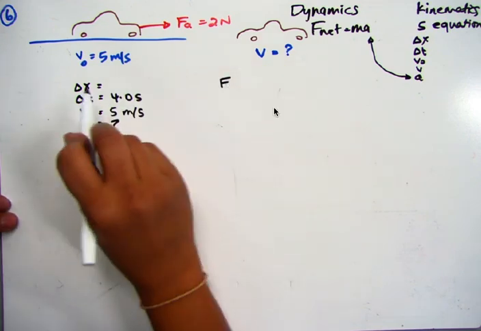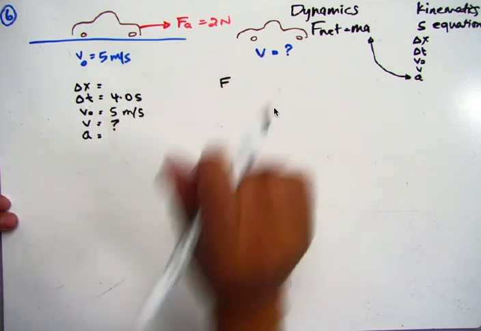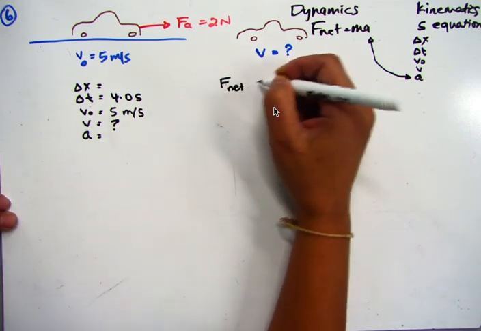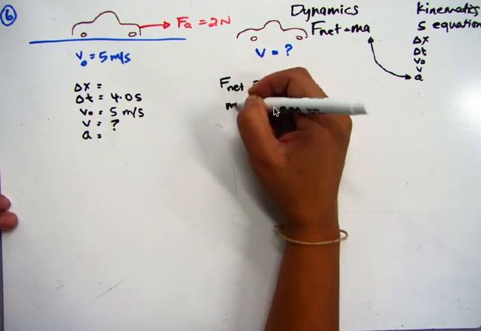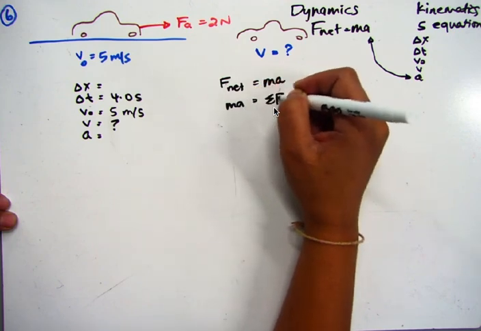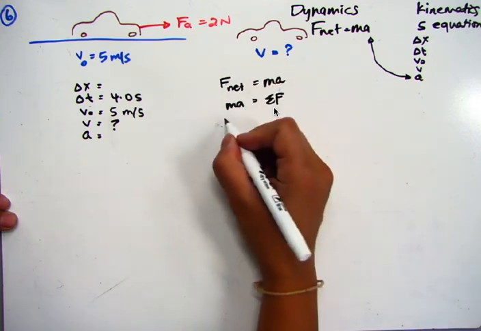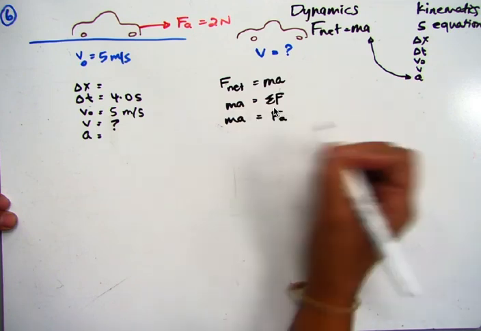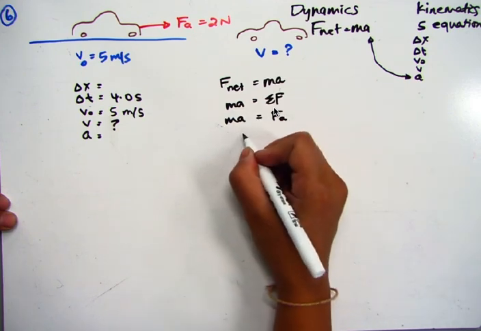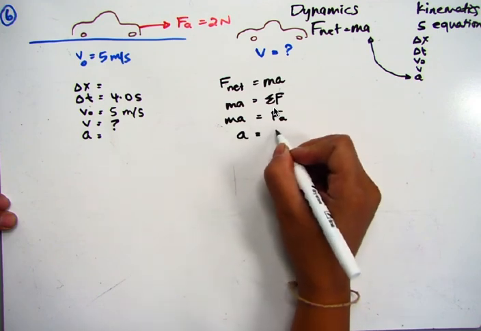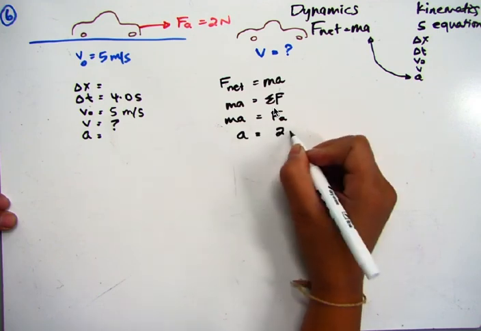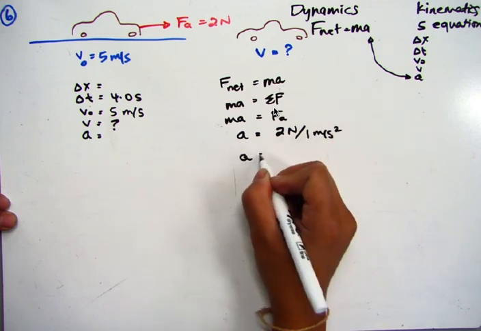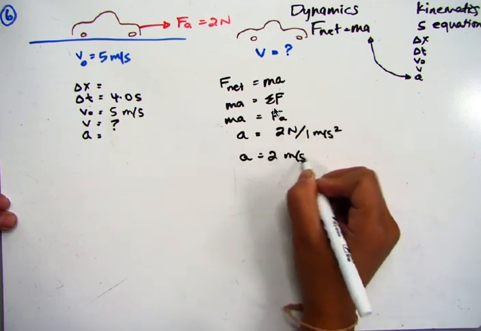So this was a bit of a dead end, but just because we were able to figure out what we need from that. F net equals ma. Ma equals the sum of the forces. Now, the sum of the forces in this case is simple. It's just Fa, right? There's only one force. It's 2. So we can figure out a quite simply because it's just 2 newtons divided by 1 kilogram. My acceleration is just 2 meters per second squared.